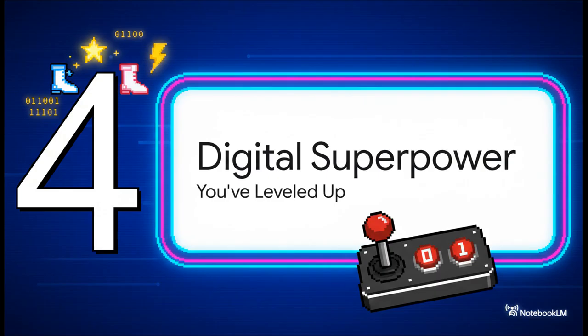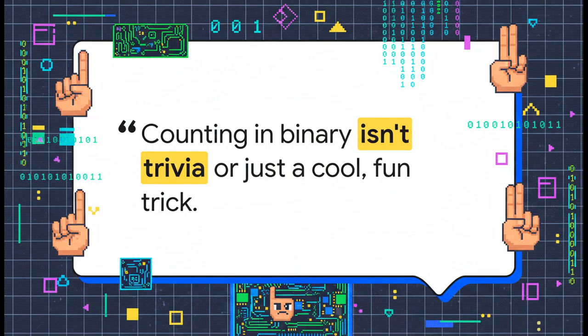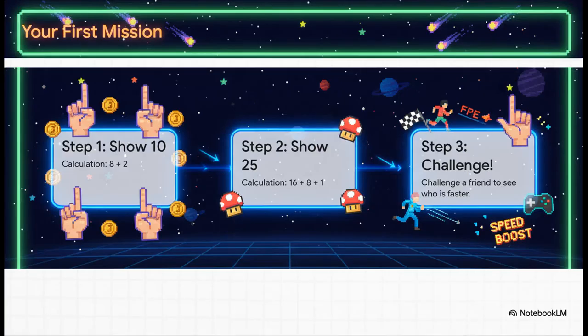You haven't just learned a cool party trick, you have actually gained a new digital superpower. Remember this, counting in binary isn't just a trick. It's learning to read the fundamental code of your world. So here's your first mission. After this is over, try making the number 10 on your hand. Then try 25, and once you feel like you've got it, grab a friend and see who can do it faster.